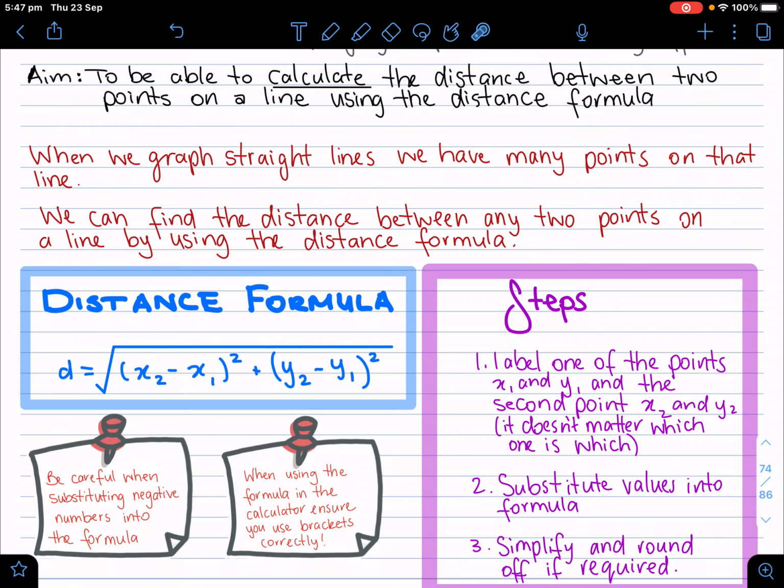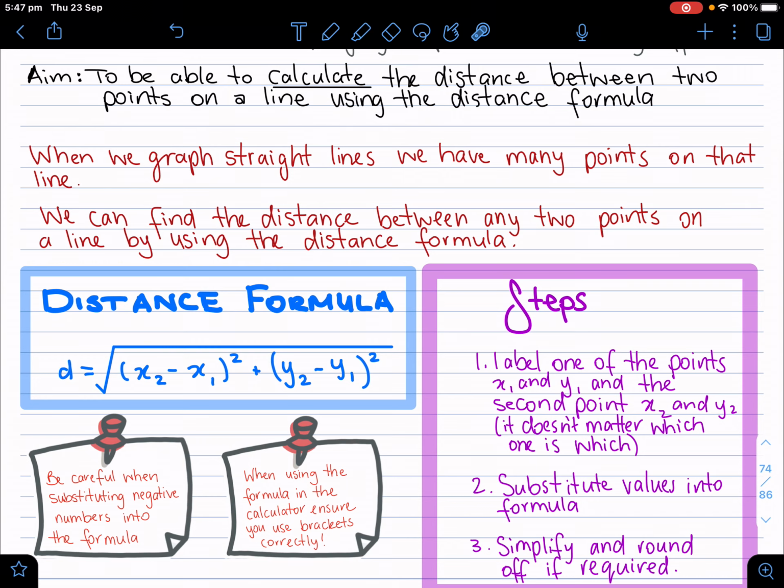Well, a straight line that's in the form of y equals mx plus b will have an infinite amount of points on it. You can never stop with how definite you want to go with how many points there are on there. So if we're given 2 points, we can calculate the distance between those 2 points by using the distance formula.